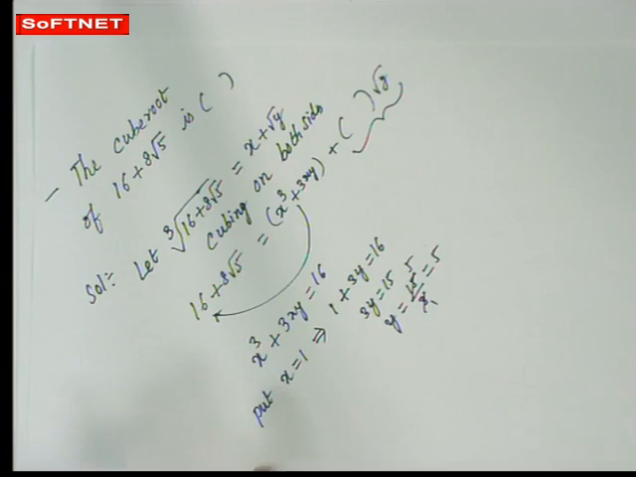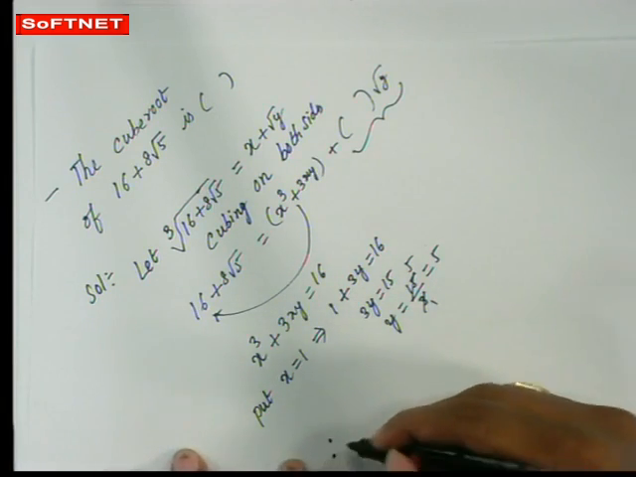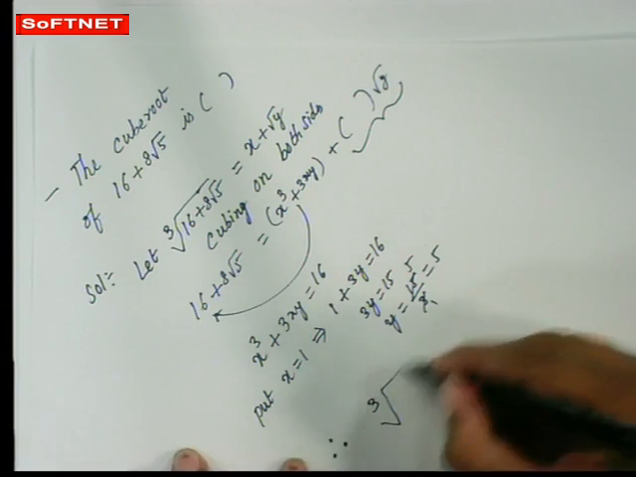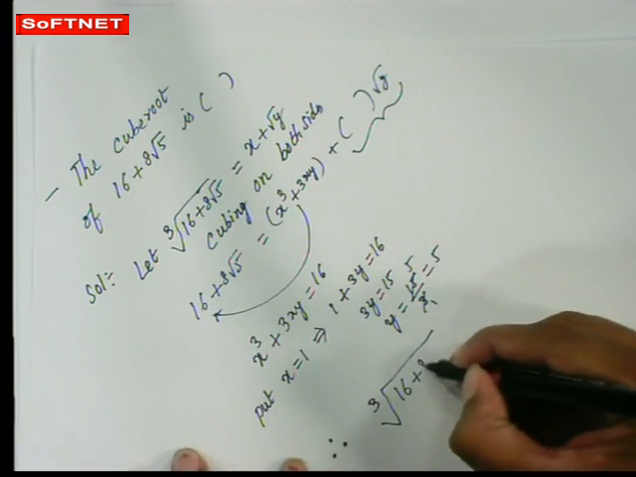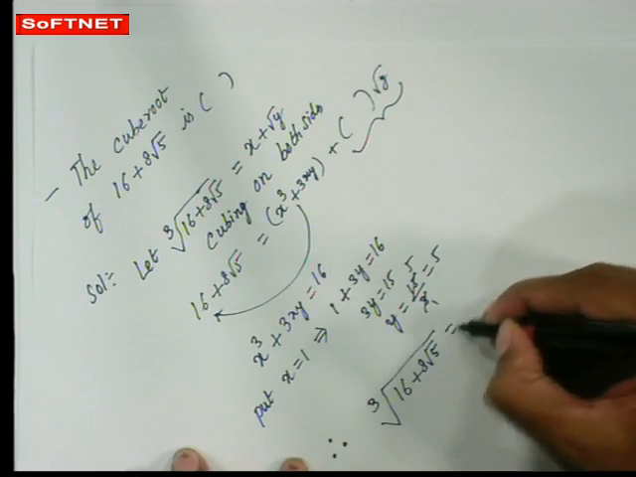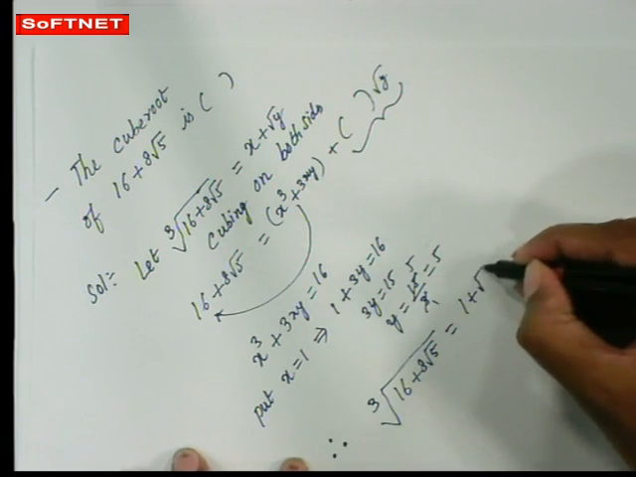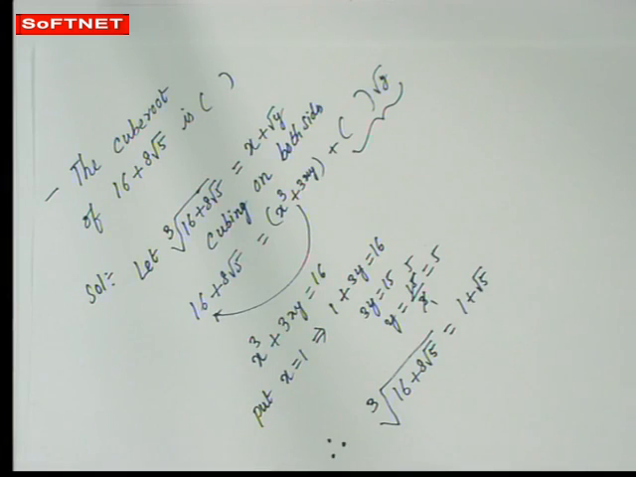So for x is equal to 1, we get y value as an integer. So stop, our purpose is solved. What is the answer you expect? Okay, the answer is 1 plus root 5. So therefore, cube root of 16 plus 8 root 5 is equal to 1 plus root 5. That's all. Okay, have you understood?